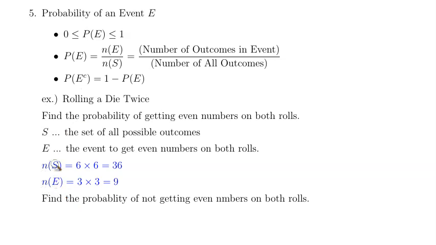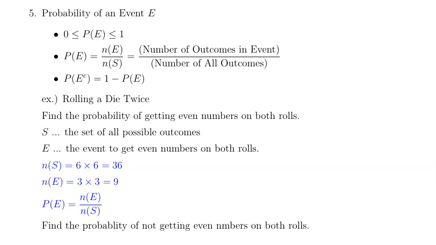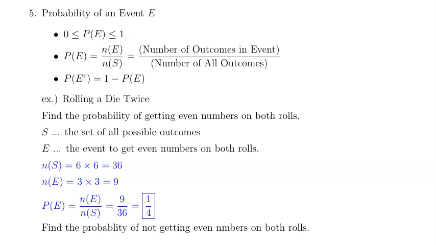If you want to find the probability, it's the number of elements in E divided by the number of elements in S. All you have to do is that. We know the number of elements in E is 9, and the number of elements in S is 36. So we get 9 out of 36, which simplifies to a quarter. So that is the probability of rolling an even number on both rolls.